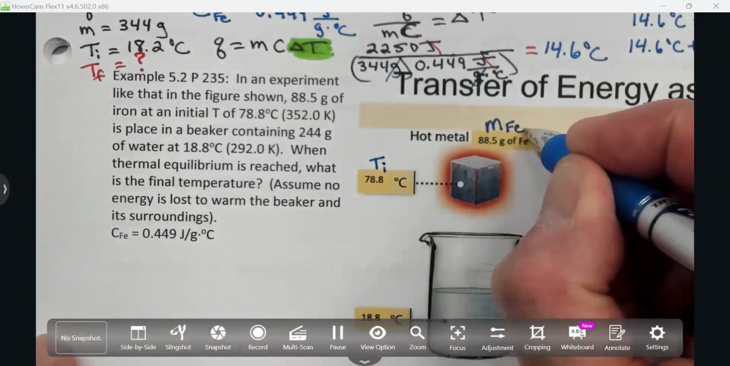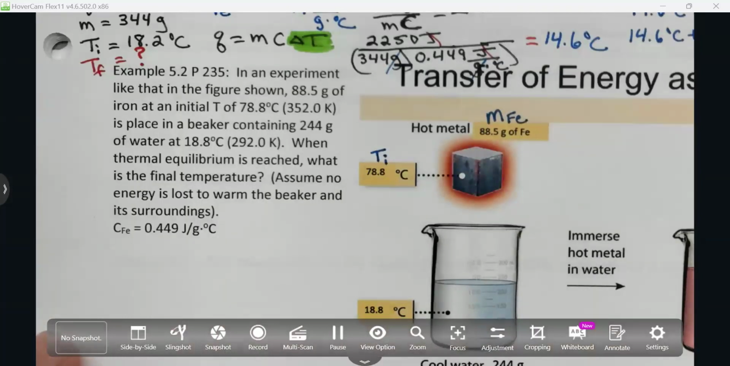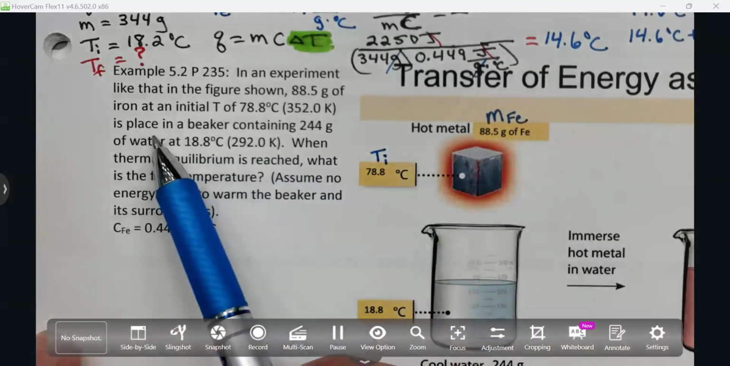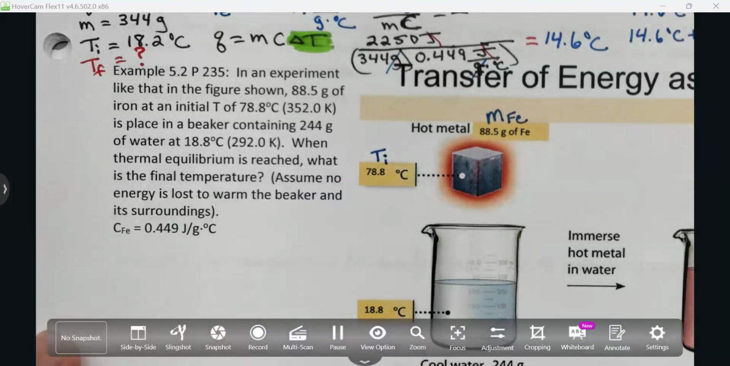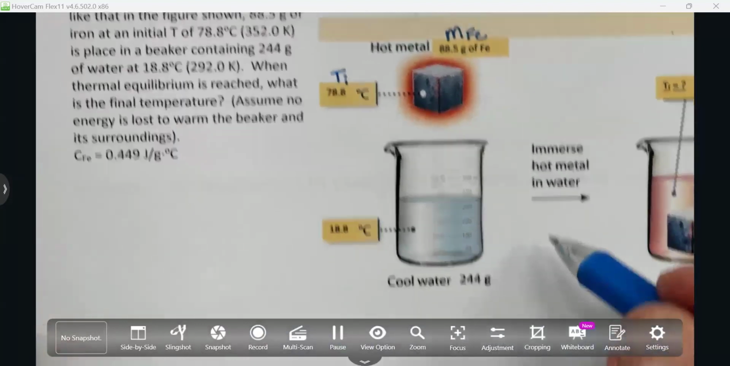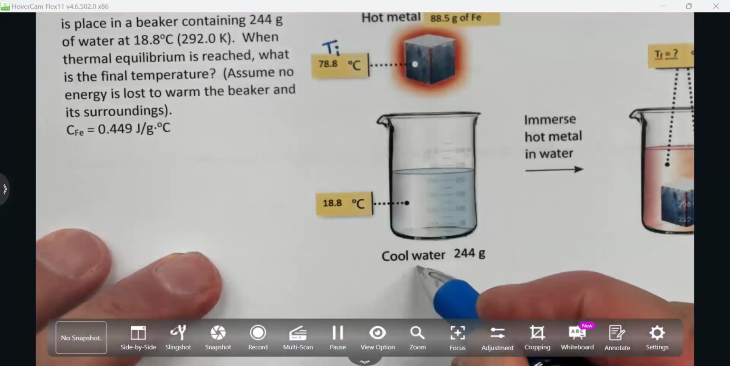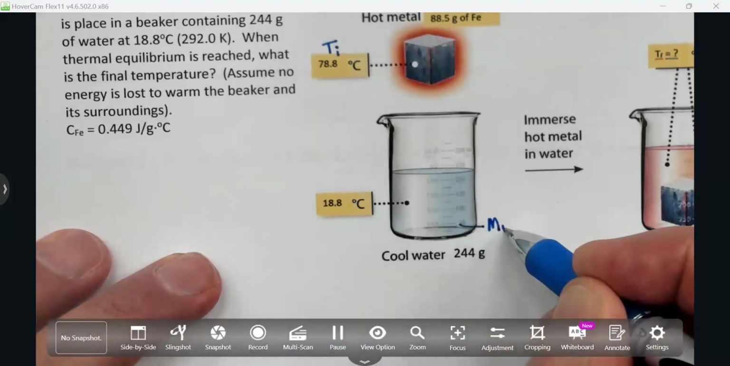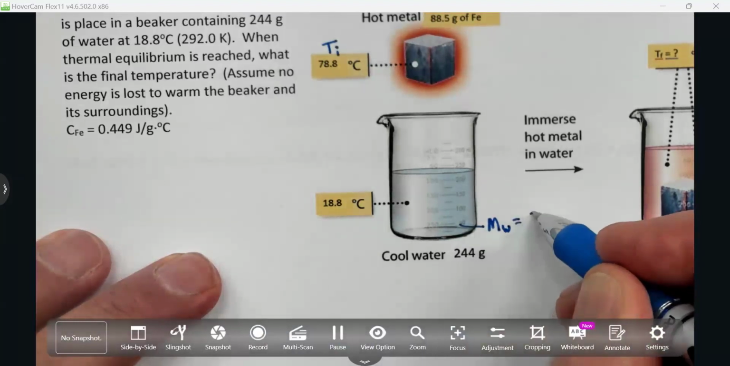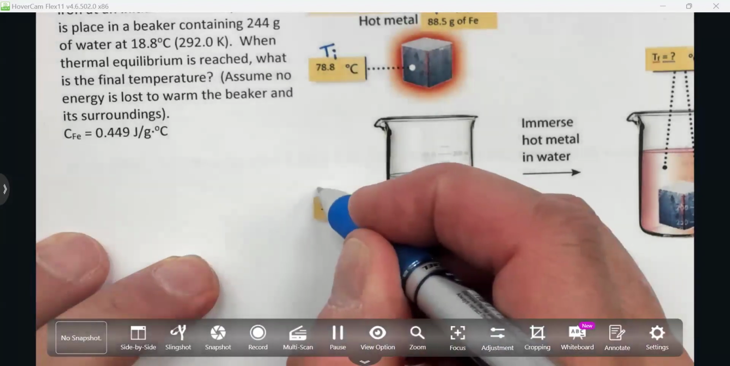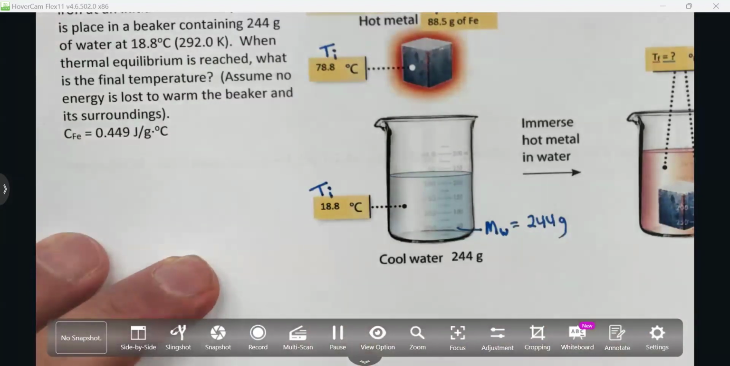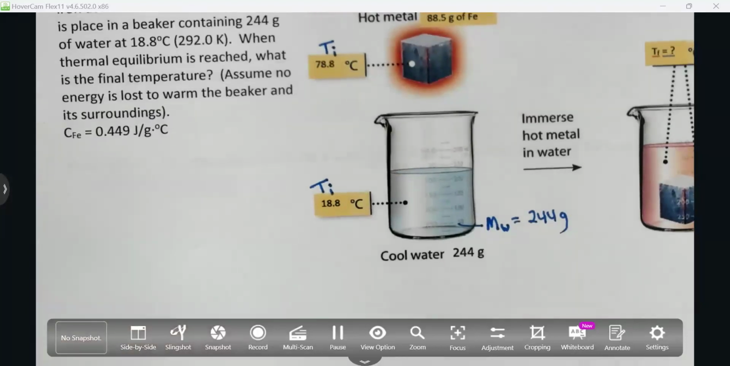I'm going to put this as mass Fe. It's placed in a beaker containing 244 grams of water. So my mass of water in here is 244 grams. The water is at 18.8. This is my T initial of my water. When thermal equilibrium is reached, what is the final temperature?